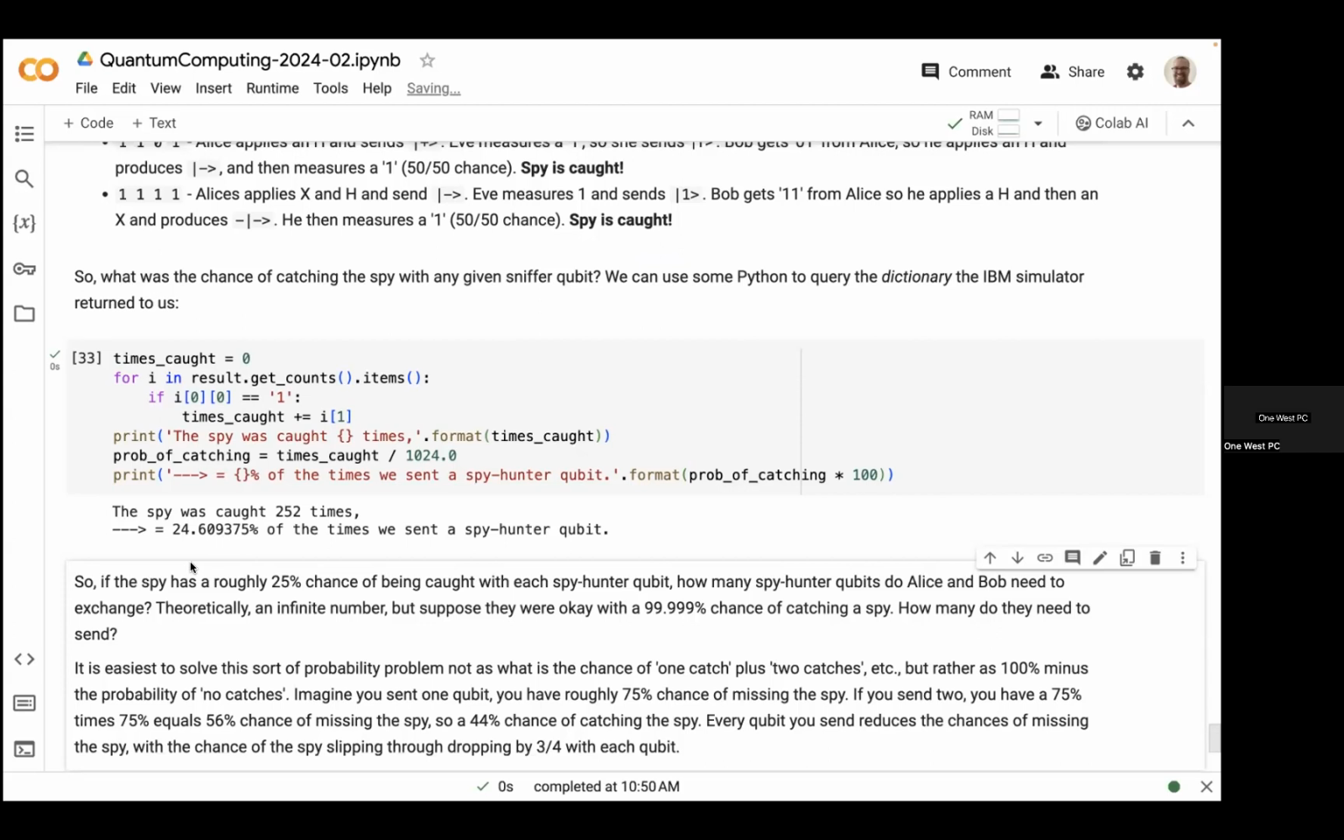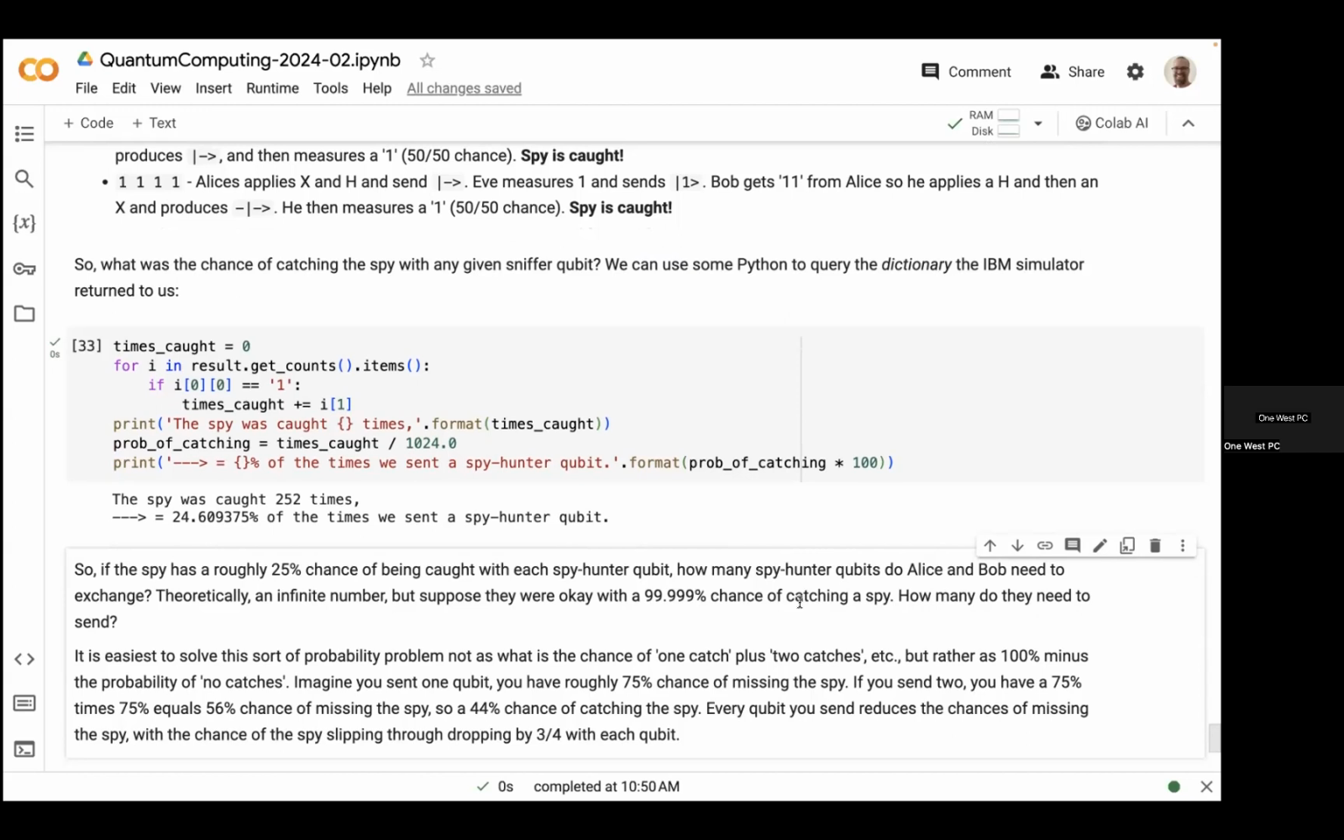The way to think about that is, okay, how many spy sniffer qubits do I have to send to have, say, a 99.9999% chance of catching the spy? How many do I have to spend? Well, the easiest way to solve that kind of probability problem is to ask, what's not the chance of 1 catch or 2 catches or 3 catches or whatever. We just care about were there any catches. Think of that as 100% minus the probability of no catches, right? That's the easy way to solve that kind of probability problem.